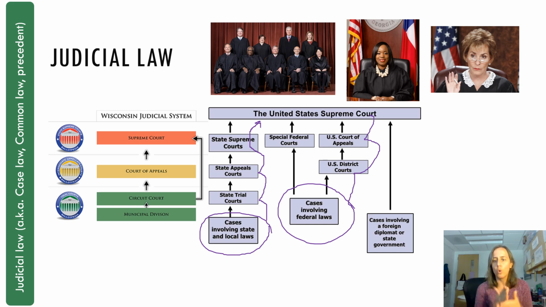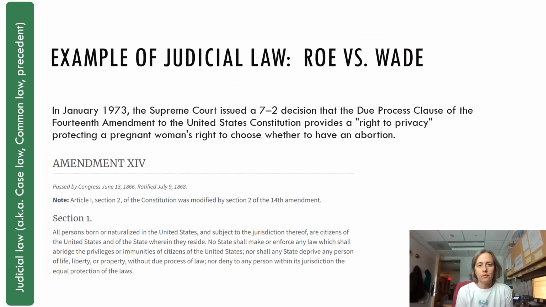So it's based on court opinions of judges about what laws can stand and what ones can't. A classic example of judicial law is the Supreme Court in 1973, Roe versus Wade. That was a 7-2 decision, so the majority of the court supported it. They said that the Due Process Clause of the 14th Amendment, you've heard me discuss that previously, provides this right to privacy, and that protected a woman's right to have an abortion.